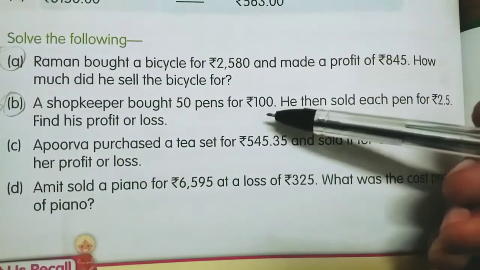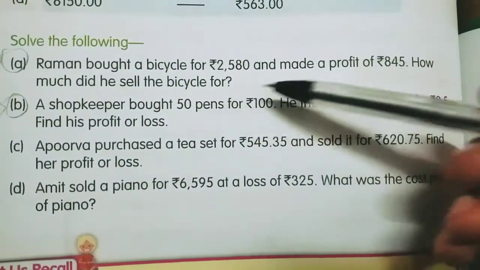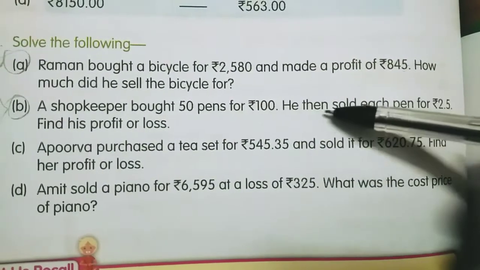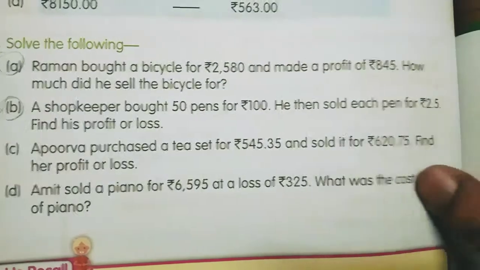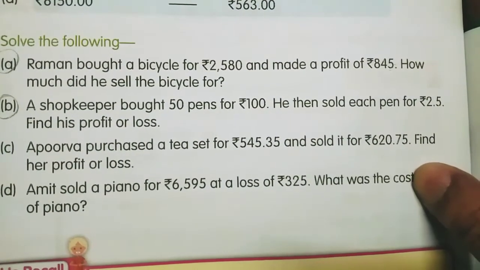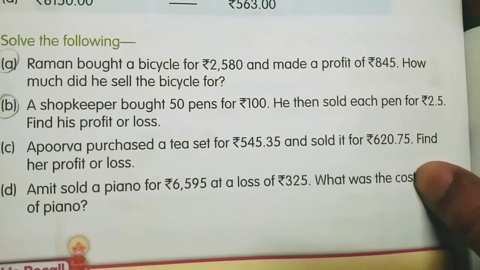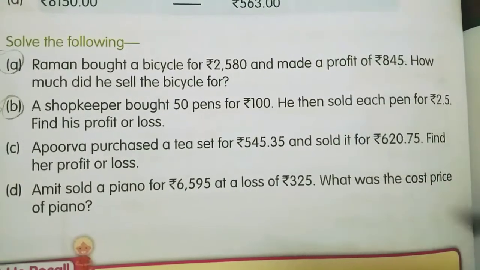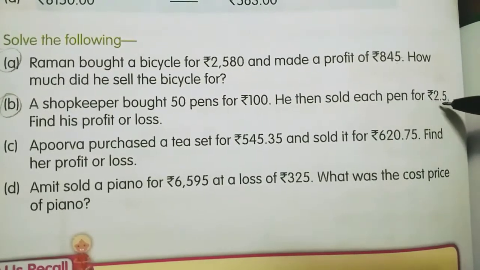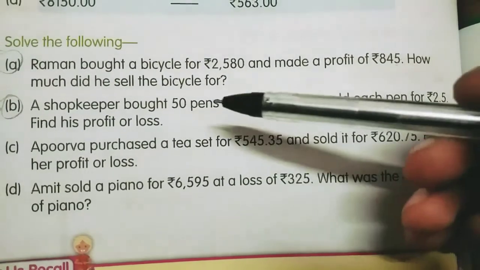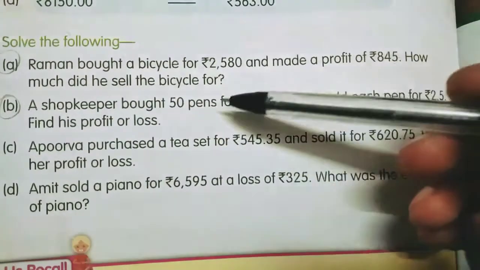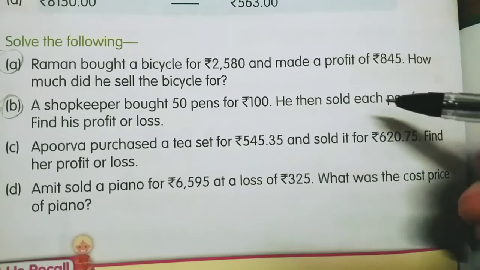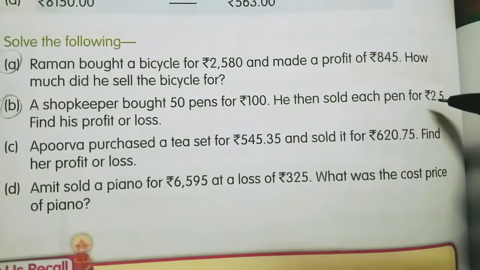Now next problem, B number. Shopkeeper bought 50 pens for rupees 100. Okay, 50 pens, rupees 100. That means 100 rupees is the cost price. He then sold each pen for rupees 2.5. That means one pen, selling price. Sold means selling price. So selling price of 1 pen is 2.5 rupees. But how many pens he bought? 50 pens. So 50 pens cost 100 rupees. But selling price of 1 pen is 2.5 rupees.